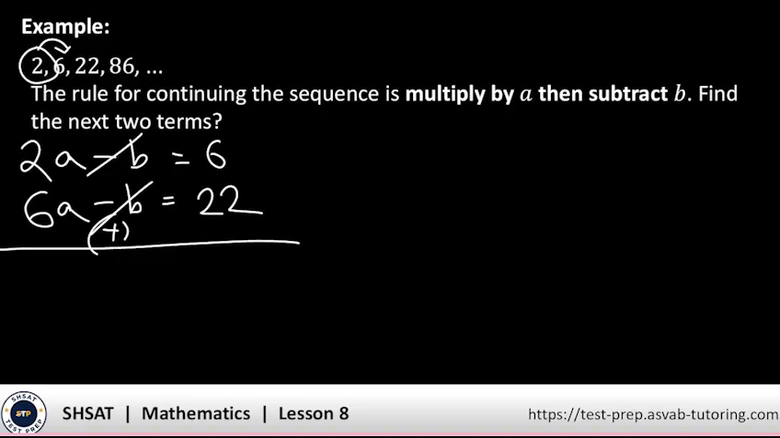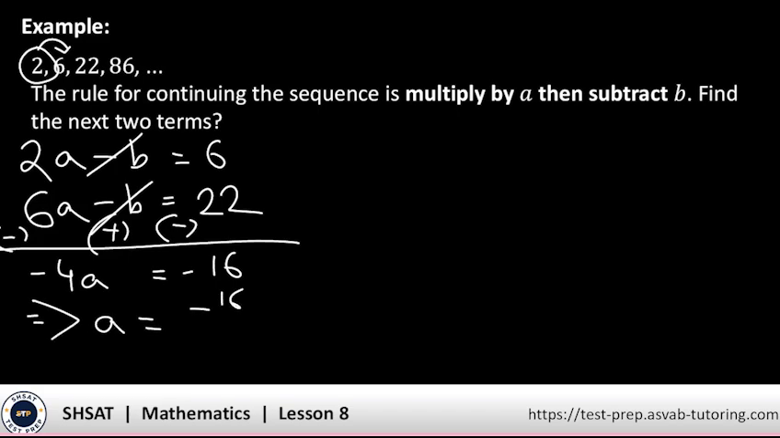Because I've just changed the sign of the second line, I have to change the signs of all of the terms in the second line. So plus 6A will now be minus 6A, plus 22 will now be minus 22. So 2A minus 6A is minus 4A, and 6 minus 22 is minus 16. Now if you solve for A, it's going to be negative 16 over negative 4. Cancel out the negatives. 4 times 4 is 16, which means A is 4.